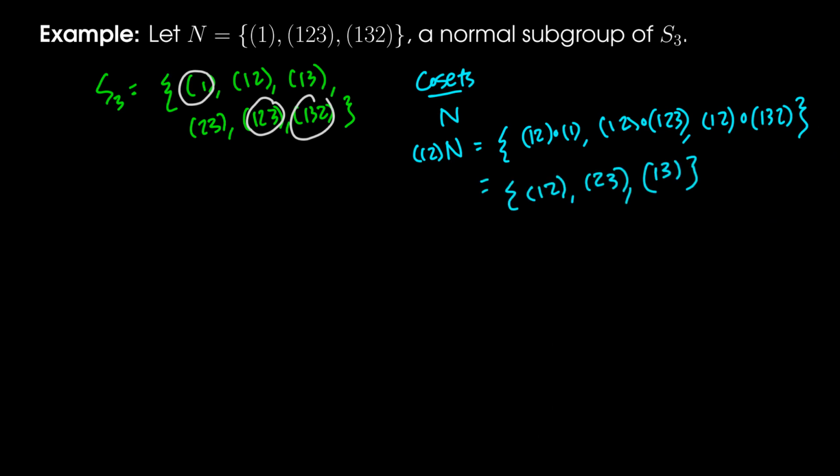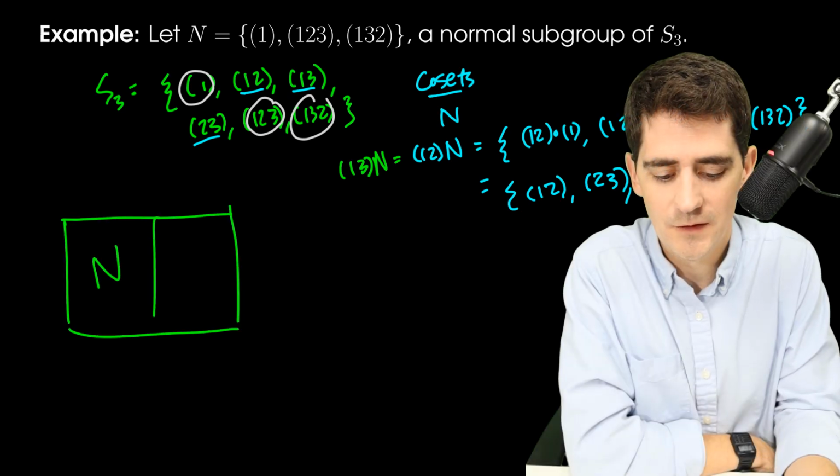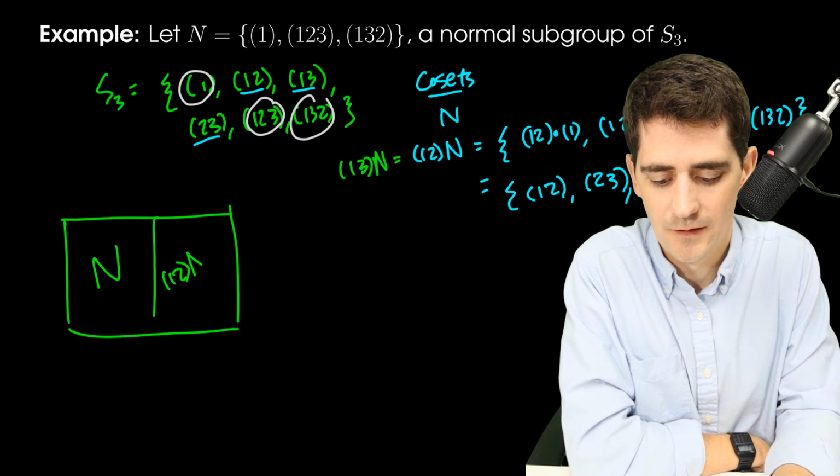So when I do this operation 3 times, I get the coset: 1 goes to 2, and then I get the (2 3) swap, and then the (1 3) swap. So there's my coset. And notice that that actually gets the other elements as well. If I did the calculation (1 3) times N, I would get the same coset, and the same with (2 3) times N, I'd get the same coset. So my picture here is I have my subgroup, and then I have that coset.